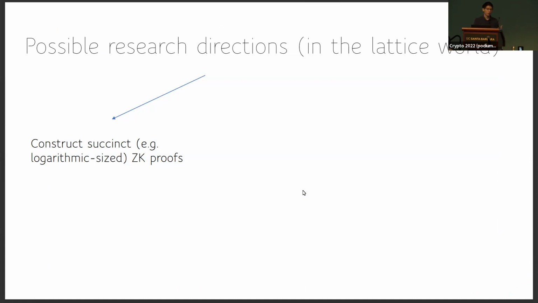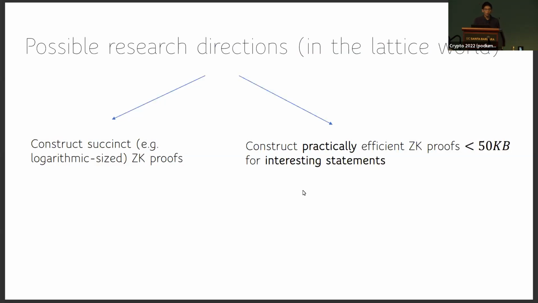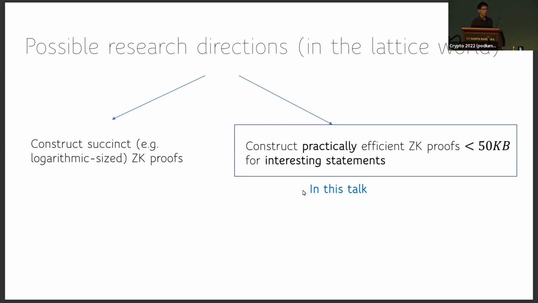However, I would like to introduce you to another research direction, which is to focus on small statements, which we call the interesting statements, for which we can construct practically efficient zero knowledge proofs. So asymptotically, they can and will be linear in the witness size, but they can concretely achieve small proof sizes, let's say less than 50 kilobytes. So this is what we focus on in this talk.